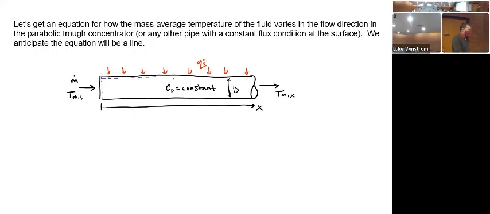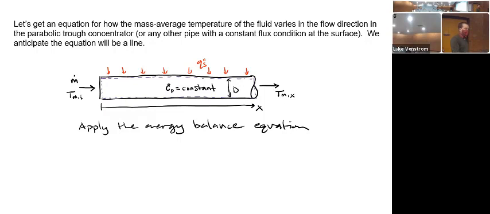You're all going to do this work, but basically what I'm saying is we're going to define a system to be this section of the tube, and we're going to apply our energy balance equation, accounting for how we can relate the energy associated with the fluid flowing in, because we have this mass average temperature. So I want you to apply the energy balance equation and get an equation for the mass average temperature of the fluid coming out at any X location.